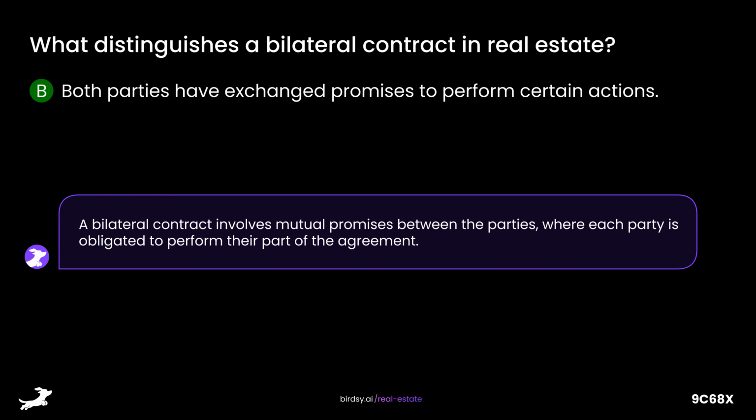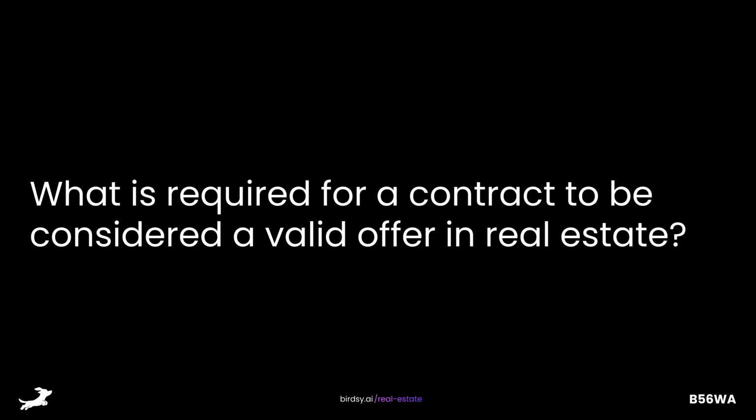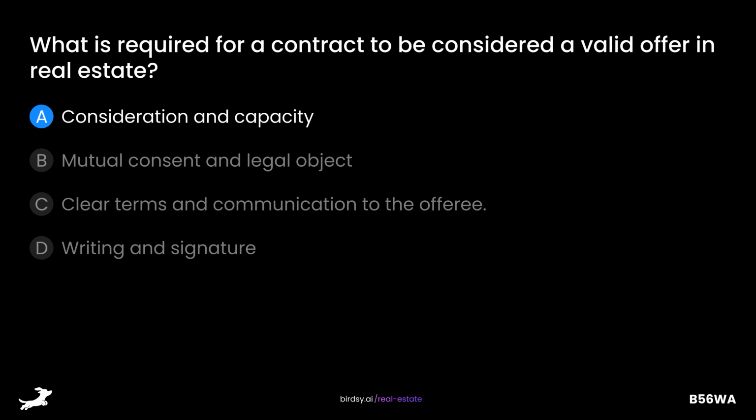A bilateral contract involves mutual promises between the parties, where each party is obligated to perform their part of the agreement. What is required for a contract to be considered a valid offer in real estate? Is it A. Consideration and capacity, B. Mutual consent and legal object, C. Clear terms and communication to the offeree, or D. Writing and signature? The answer is C. Clear terms and communication to the offeree.